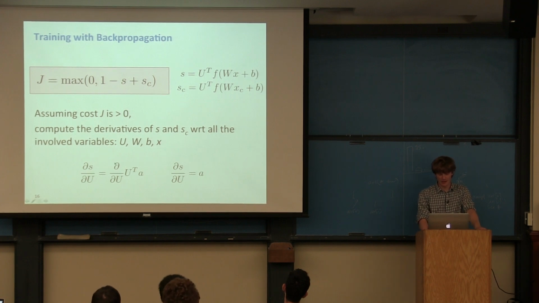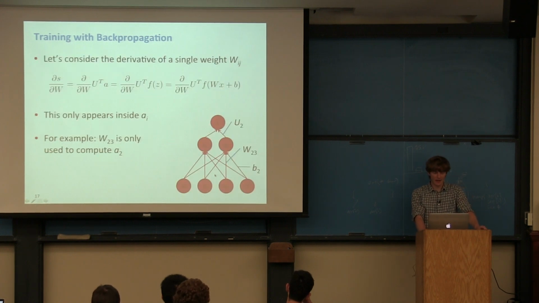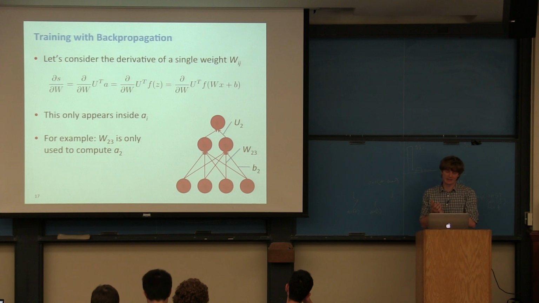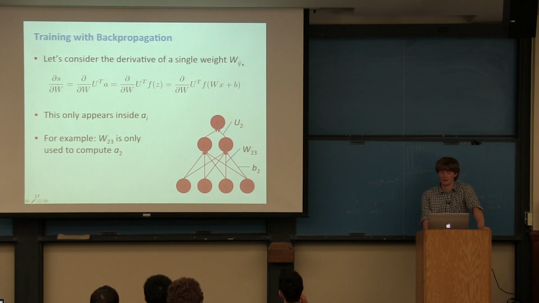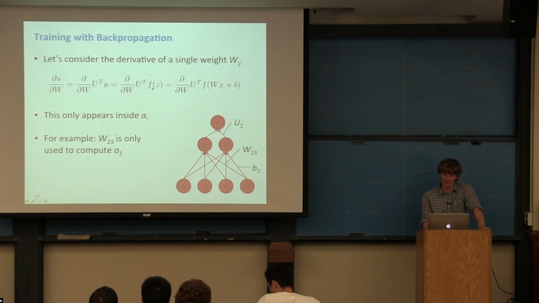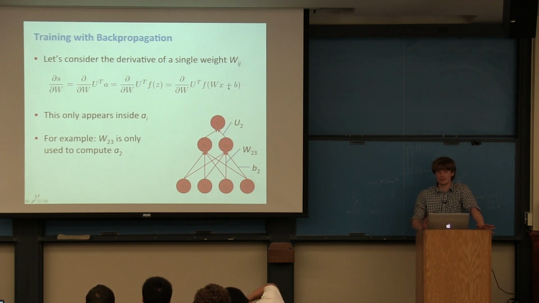So basically here we have the first derivative of s with respect to u is just an inner product, so we just get our activation vector here for that derivative. And now it gets interesting. So let's look at the derivative for W_ij, which is the element of the matrix W at the ith row and the jth column. So we can rewrite the derivative of s with respect to the entire matrix W, the gradient, and we can rewrite s as u transpose a, we can rewrite a as f of z, and we can rewrite z as just Wx plus b. So this is just playing around with the notation here.